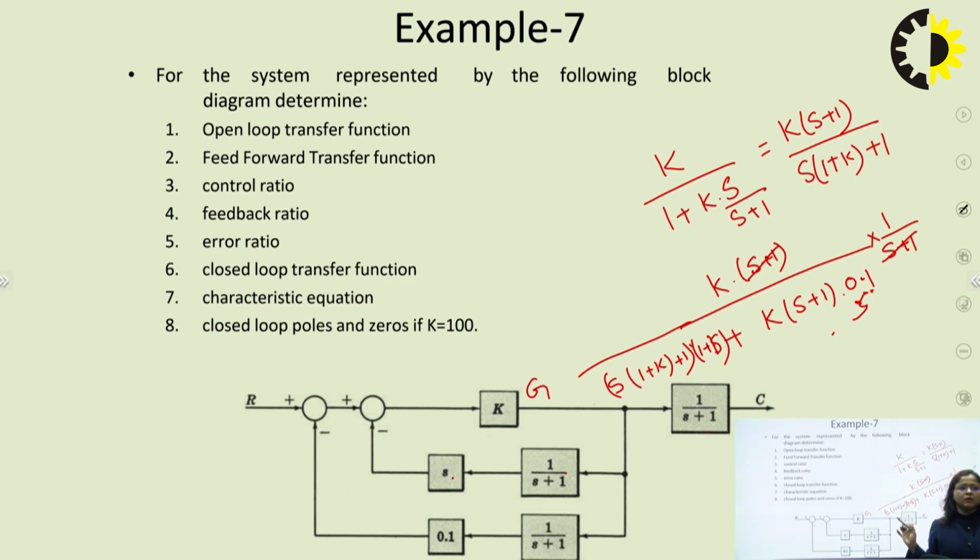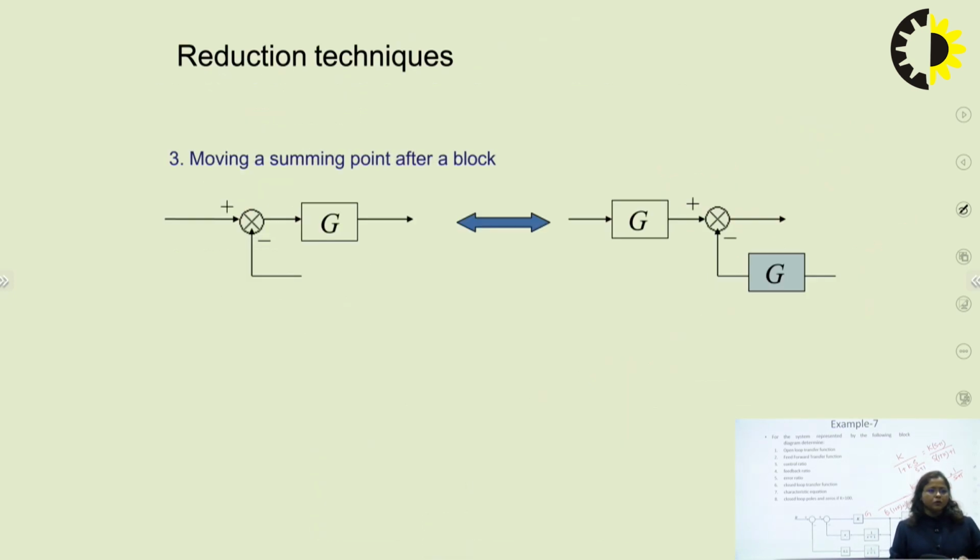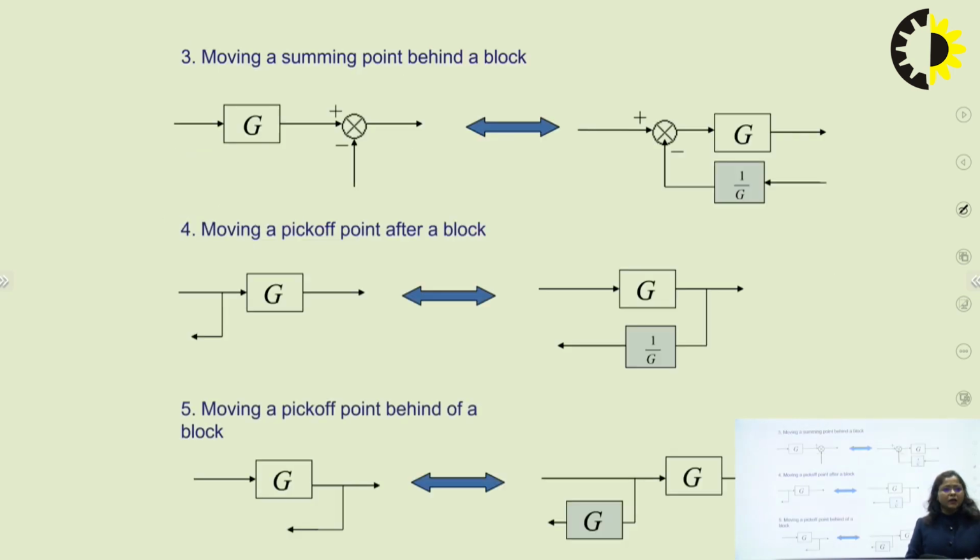cascade and parallel. Now we will move towards two further rules, that is moving a summing point ahead or behind of a block, and moving a takeoff point ahead and behind of a block. So when we take an example of moving a summing point after a block, the feedback gain is simply multiplied by the forward path transfer function. So the feedback gain, which is 1 here, becomes multiplied by G, that is G. And if we have to move a summing point behind a block, then the feedback gain is divided by the forward path transfer function, that is 1 by G.